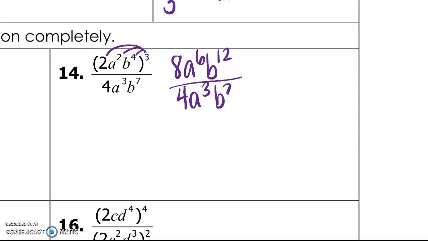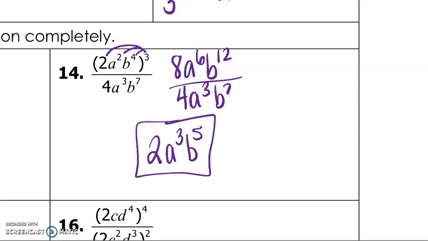Now it looks like what we just practiced up above. So 8 divided by 4 is 2. Subtract to get a to the 3rd, b to the 5th. For our final answer.